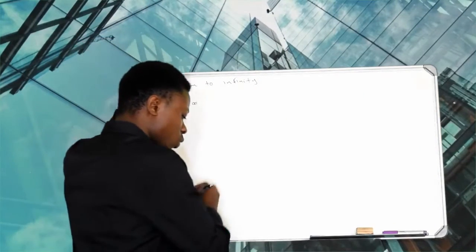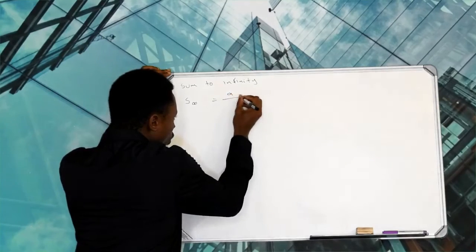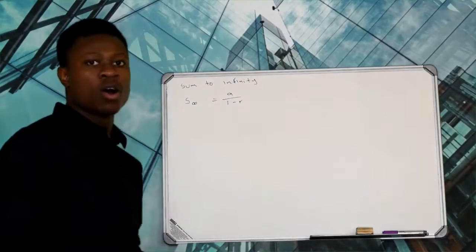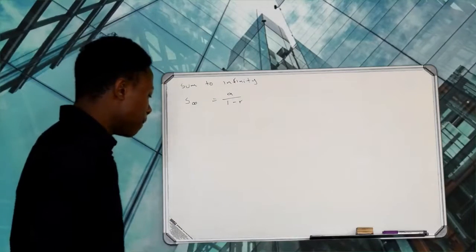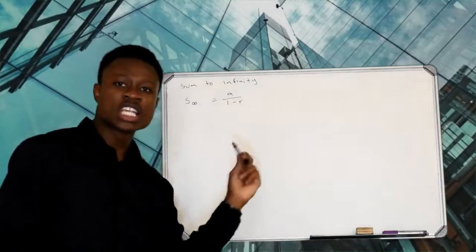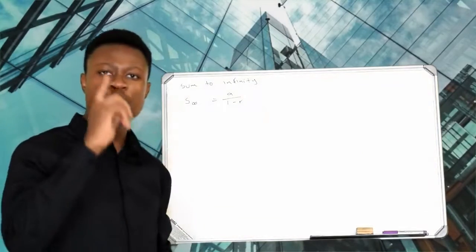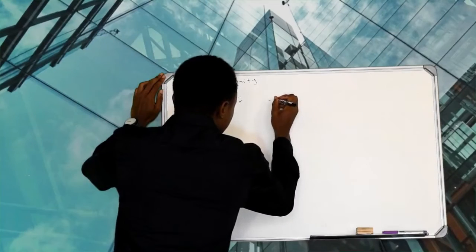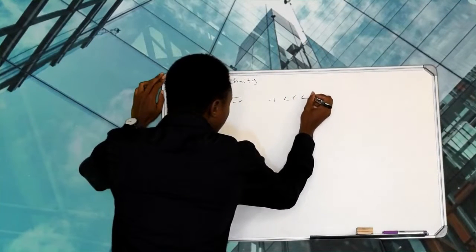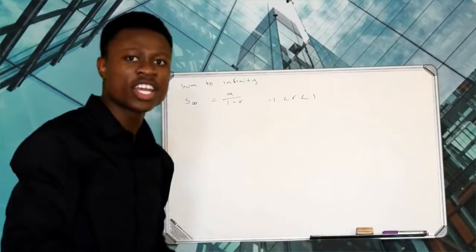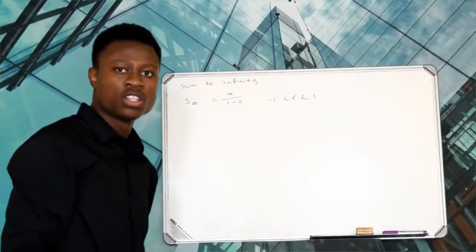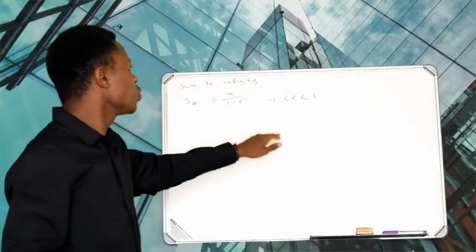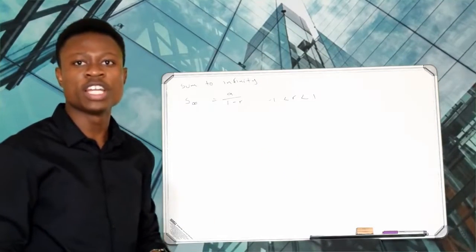Sum to infinity is equal to a over 1 minus r, right? But we can only use sum to infinity for one specific rule: if r is between -1 and +1. What is r again? The ratio of your series. So if r is between -1 and 1, we can use this formula of sum to infinity.